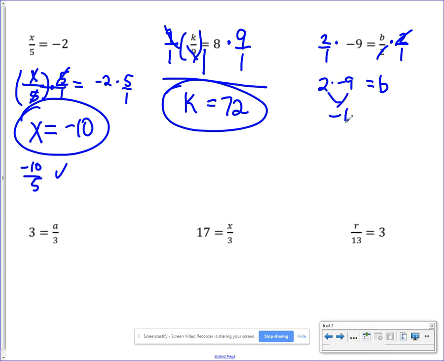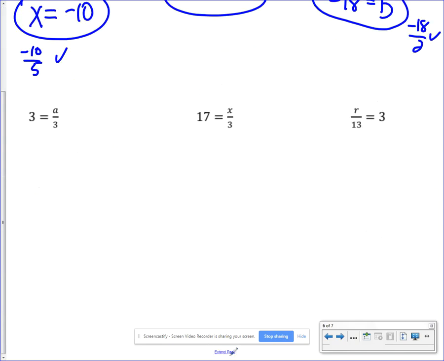This gives you negative 18 for the variable b. Go ahead and check it. What's negative 18 over 2? Check, check, check, check. I'm not going to be super picky today about you showing your check. But if you check your answers, you won't make a mistake. I can guarantee you that, because if it doesn't work, you're going to go back and redo it.